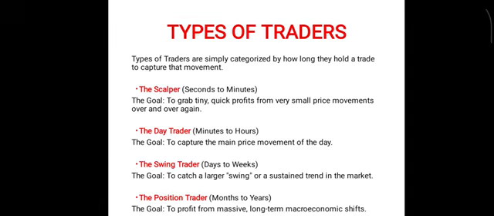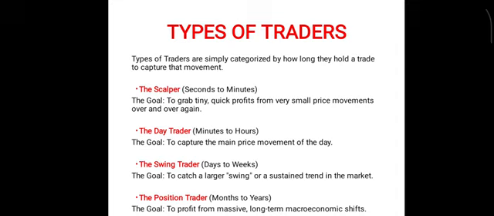Now, types of traders. The types of traders are simply categorized by how long they hold a trade to capture that movement. The scalper, these are the ones that use the seconds to minutes time frame. The goal is just to grab tiny quick profits from very small price movements over and over again. This type of trader tends to trade maybe 4 to 5 sectors in a day.